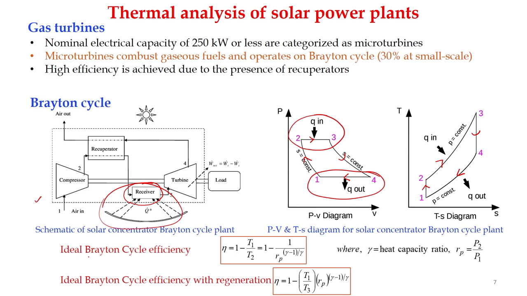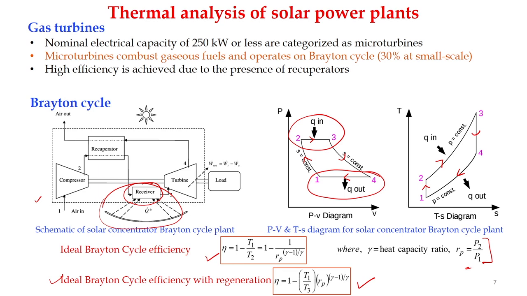We can also express the Brayton cycle efficiency as 1 minus T1 by T2. In terms of pressure ratio, it is 1 minus 1 by Rp to the power of (gamma minus 1) by gamma, where Rp is the pressure ratio and gamma is the heat capacity ratio. Also, we can have the Brayton cycle efficiency with regeneration. It looks something like this. Okay. So, we can use this expression for calculation of Brayton cycle efficiency with and without regeneration, right?